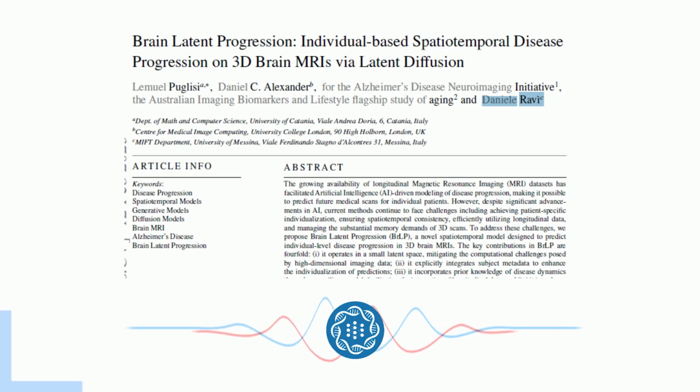So what it does is it takes a single brain MRI scan and combines that with information like the patient's age and sex and cognitive status. And using that information, it can predict what their brain scans will look like at a specific point in the future. Pretty amazing. Wow.